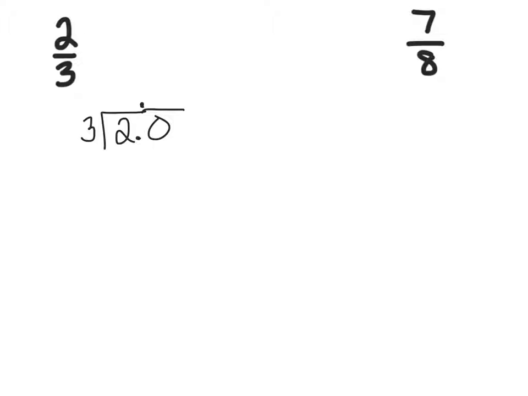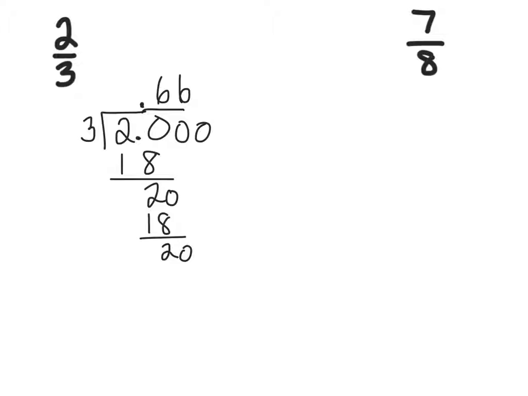Well, 3 times 6 is 18. So you get to 18. 20 minus 18 is 2. Bring down that 0. Again, the closest I can get to 20 is 6. And minus 2. Bring that 0. Hopefully you've started to see the pattern. It's always going to be 18. And then I'm going to subtract it. I'm going to get 2.